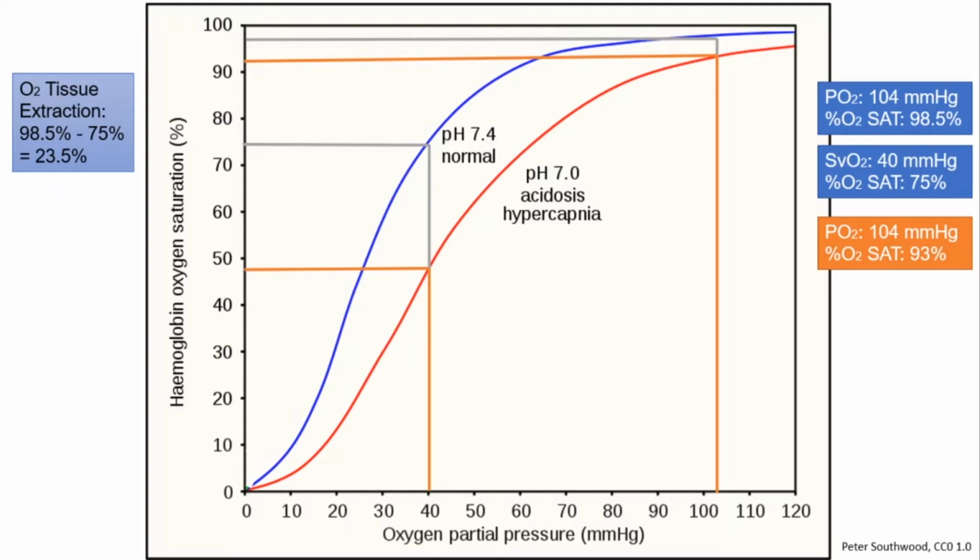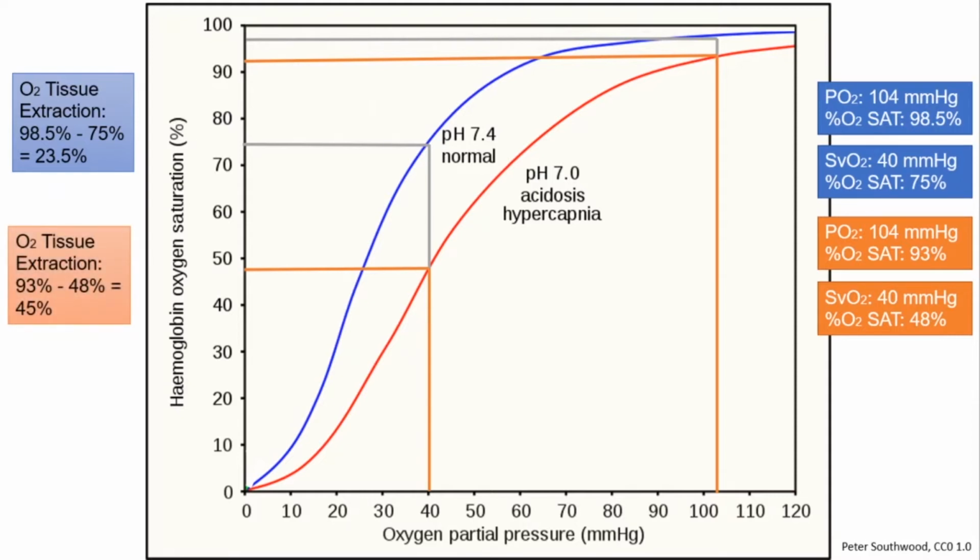So now, if we want to calculate the oxygen extraction, we'll have 93%, which is the arterial oxygen saturation, minus 48%, which is the venous oxygen saturation, and we'll have 45% of oxygen saturation. So let's add the third scenario, which is if we have an alkalosis state and the curve is shifting to the left. So what will happen in this situation?